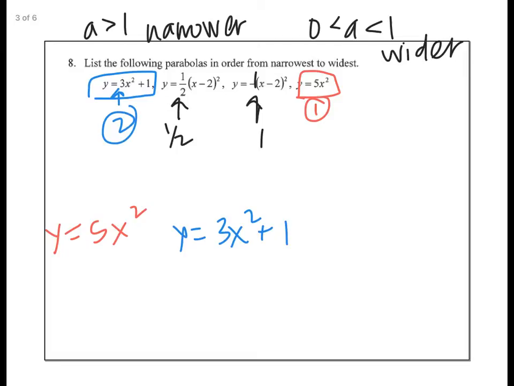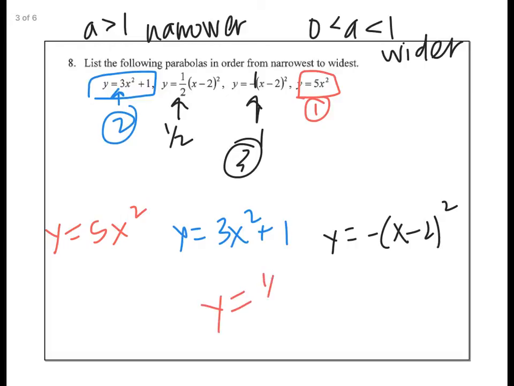A 1 is the standard width. It's going to be wider than that half there. So the y is equal to negative (x minus 2) squared would be in third place. And then our last one, which is wider, would be the y is equal to 1/2 (x minus 2) squared. So if you want to list that as 4, you could, however you thought of it.